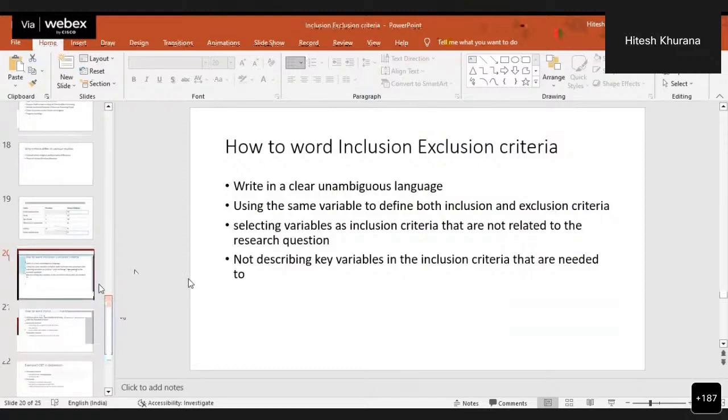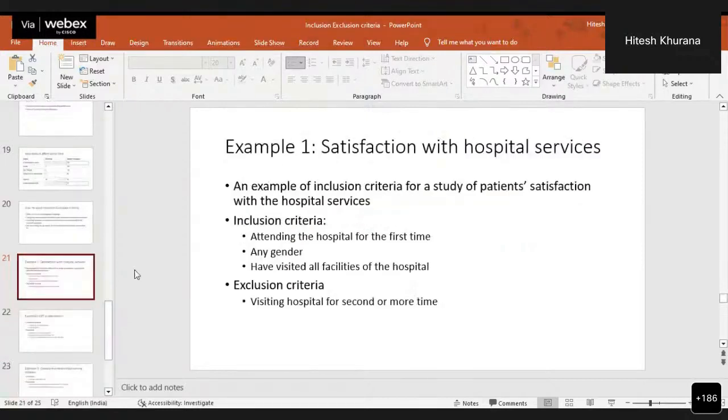Here are a few examples that I am posing, and I would wish that you can point out some kinds of errors in them. That example is that patient satisfaction with the hospital services is being investigated, and for this the inclusion criteria is attending for the first time, any gender, and have visited all the facilities in the hospital, and visiting the hospital for the second or more time is excluded. What is your say about it?